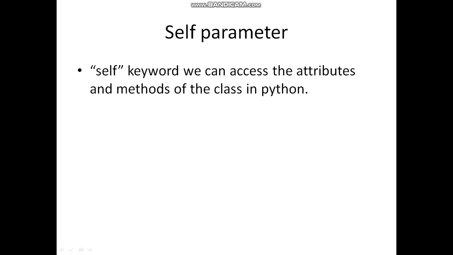So what is the self parameter? With the self keyword, we can access the attributes and methods of a class in Python. This is to access the attributes and methods of a class in Python, and it is known as the self parameter. So now let's go to the example and then I'll explain it to you guys.